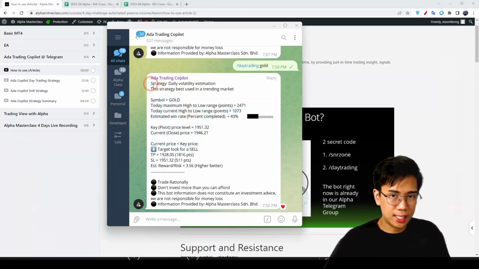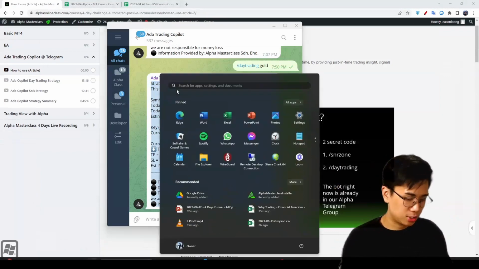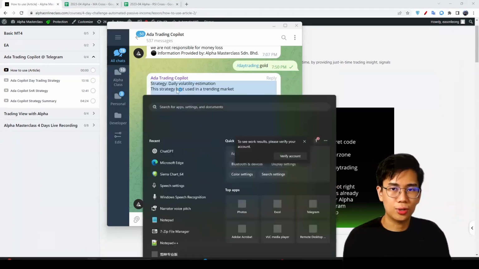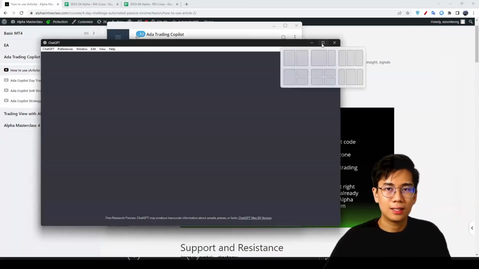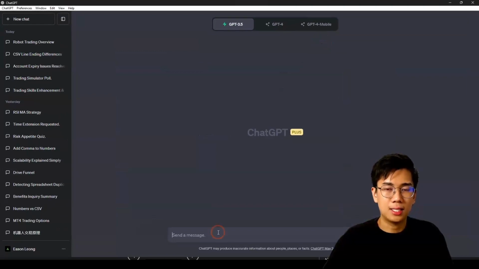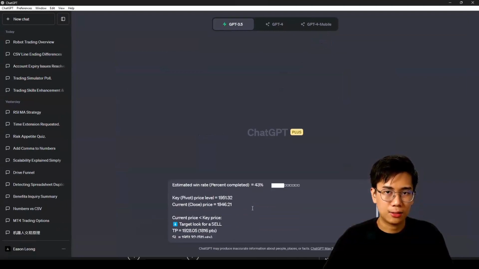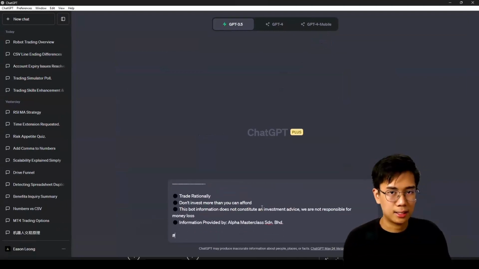Now, if you don't know how to read this, you can copy this and go to ChatGPT. I believe all of you should know what ChatGPT is already. If you don't know, you can treat it as an AI chatbot made by OpenAI, the company linked to Elon Musk. So I copy and paste this Copilot answer, and I say, explain in simple words what is the direction for gold.